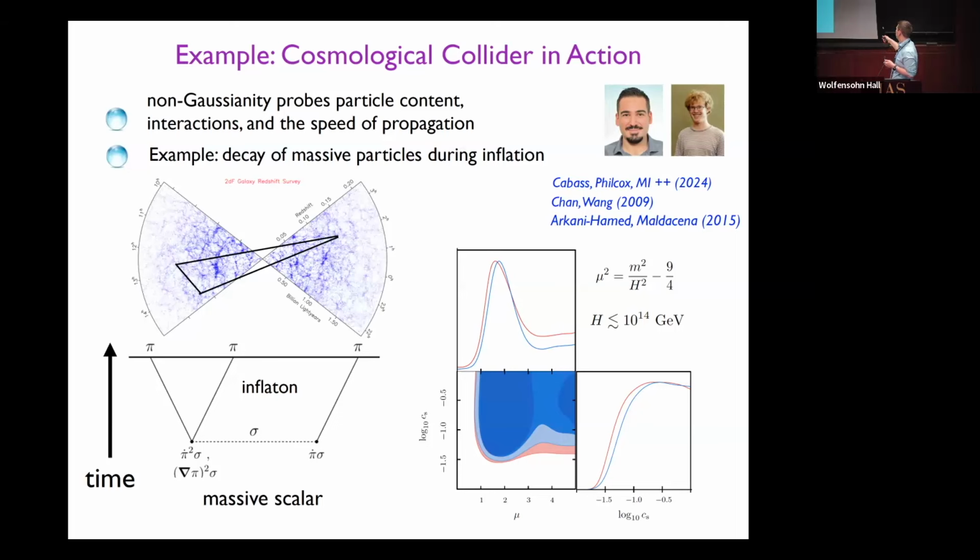Well, mu is basically the mass in units of the Hubble during inflation, and this Hubble could be as high as 10 to the 14 GeV. So this represents one of the few tests of particles at extremely high energies that we have. So okay, we in future would like to repeat these measurements with this data.